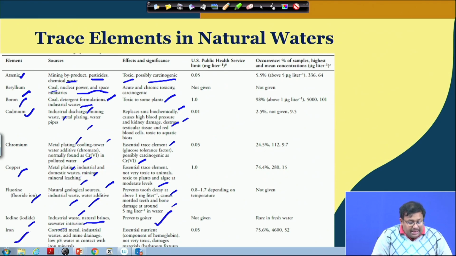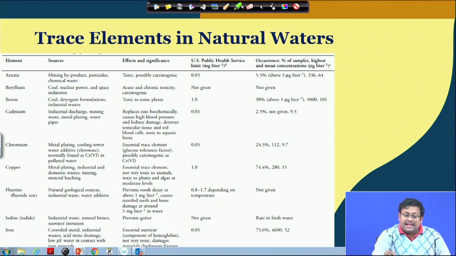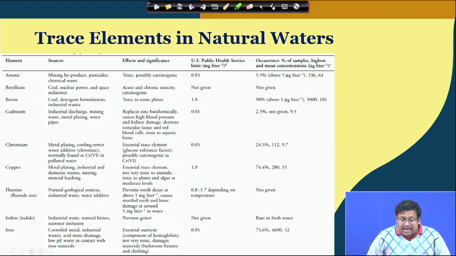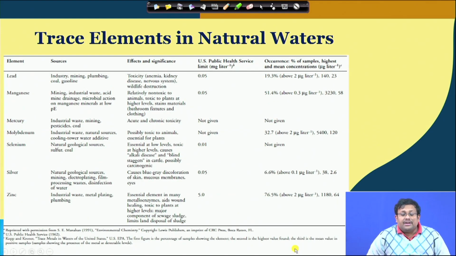And iron is present in corroded metal and industrial wastes. So, obviously, essential nutrients. As you can see, some of the important trace elements have beneficial effects, while some have very deleterious or hazardous impacts. So, depending on their effects or significance, we should be careful about their concentration in the terrestrial as well as aquatic environment. Let us go ahead and see what the other important trace elements are.